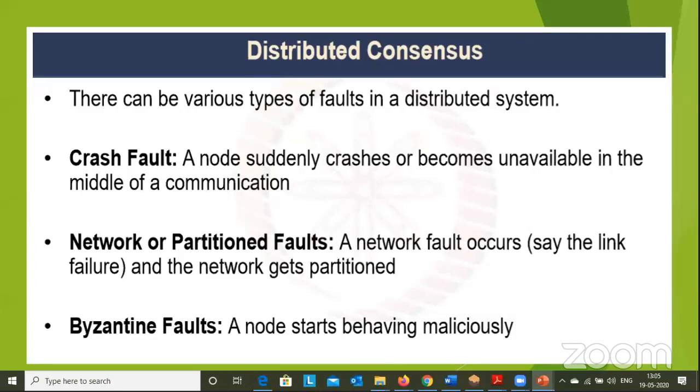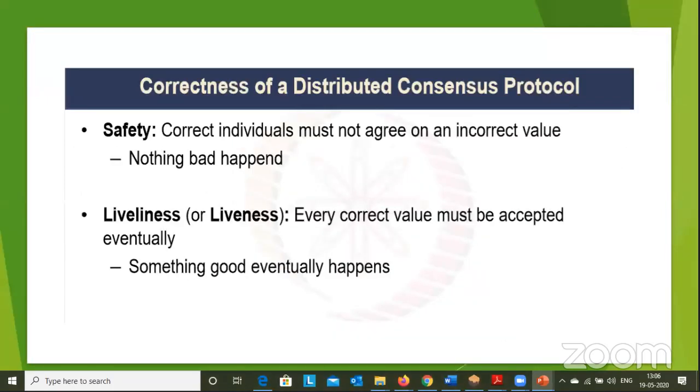Some other faults are like the Byzantine fault. Byzantine is nothing but a particular node in a blockchain behaving maliciously. In these cases, who will take responsibility in the blockchain network? The solution is that the consensus protocol will take the responsibility, and it ensures safety and liveness.